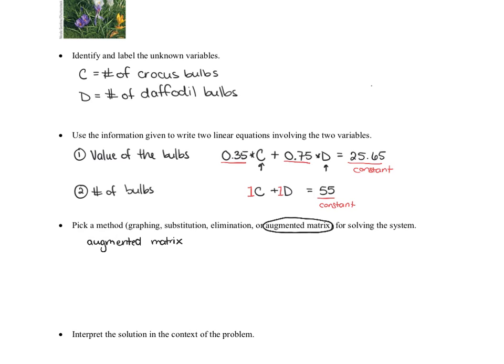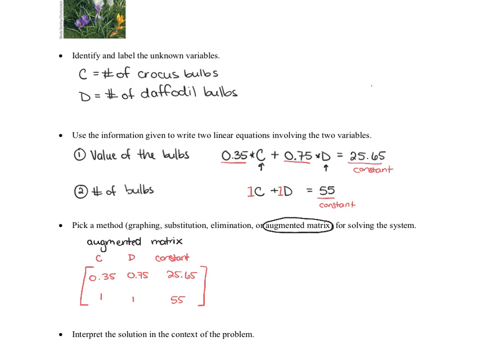Now I'm going to set up my augmented matrix so that my first column represents the crocus bulbs, my second column represents my daffodil bulbs, and my third column represents my constant. All right, so let's write it down: 0.35, 1, 0.75, 1, and 25.65, and 55. There's your augmented matrix.